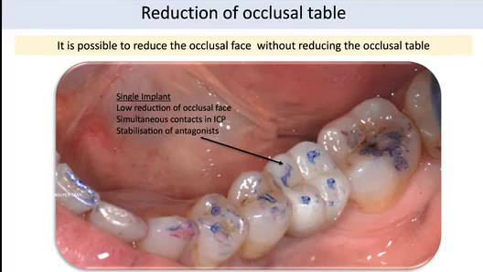In this case, we can start the discussion of the quality of occlusal contact. You can see here on the single implant, simultaneous contact, identical to the contact on natural teeth. And it is important to discuss this point. We will go on this topic later.